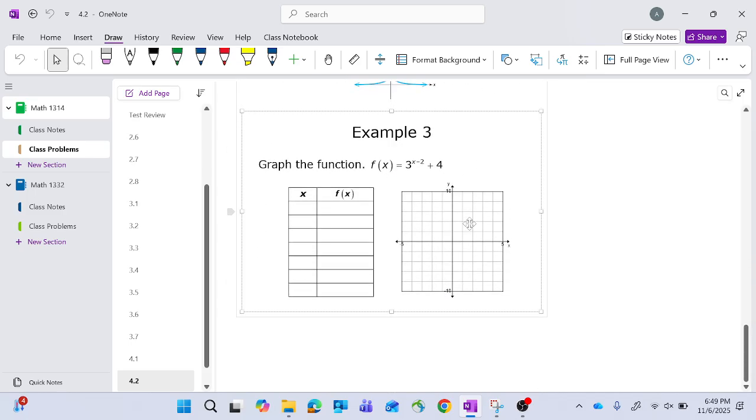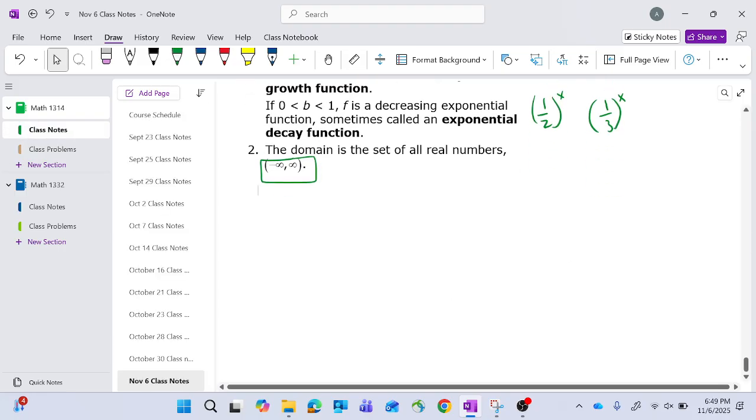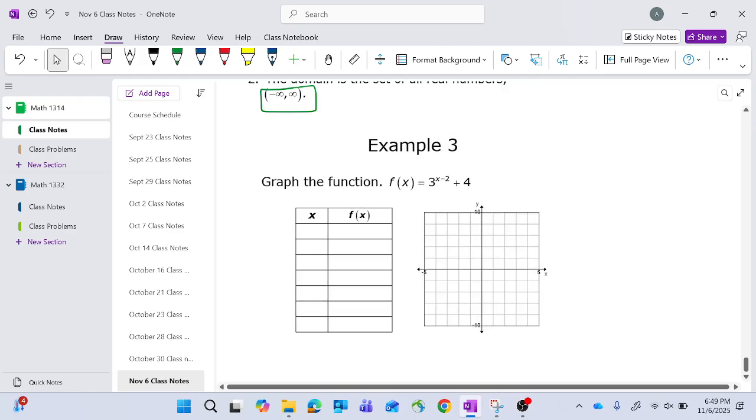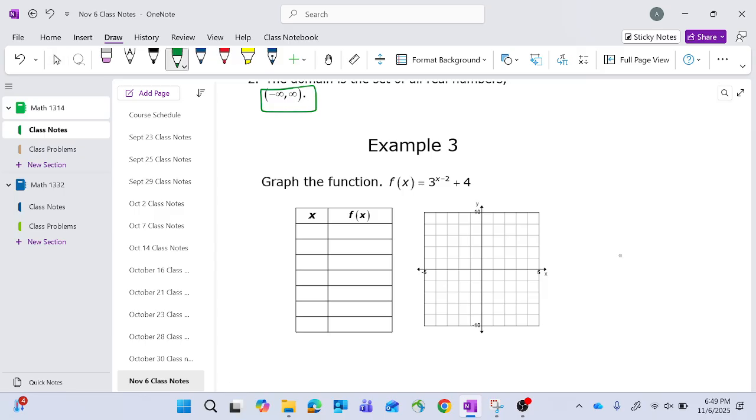Now we have one that's a little more complicated, but not really. So, just do the same thing we did before. 3 to the x minus 2, plus 4. Plug in any x value you want. In this case, I would actually start with 2. The reason why is because if you plug in 2 into the x, you have 2 minus 2, right? Or just 0. So you get 1 plus 4 or 5.